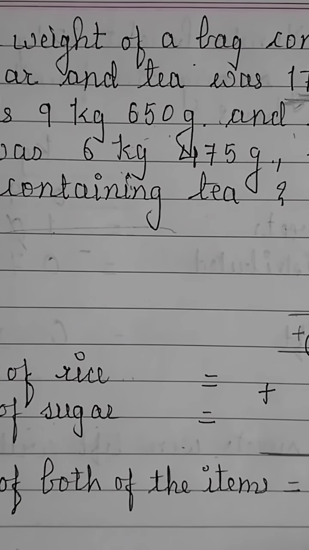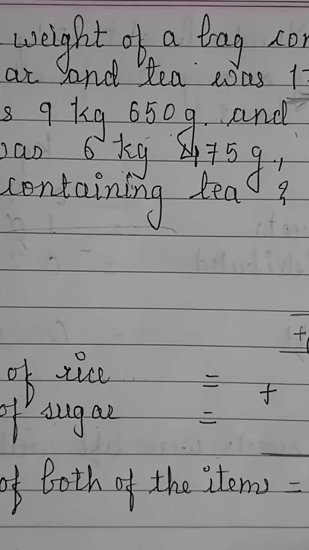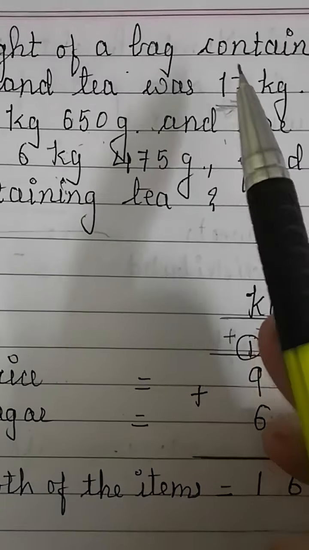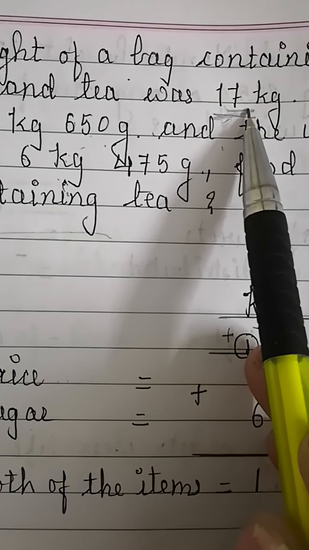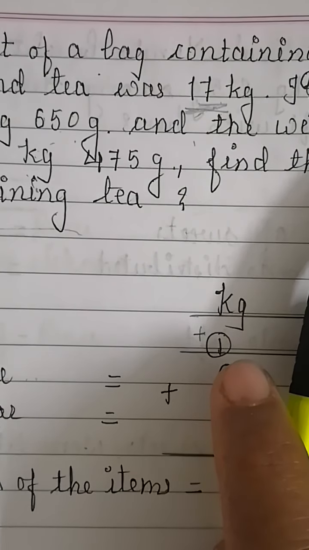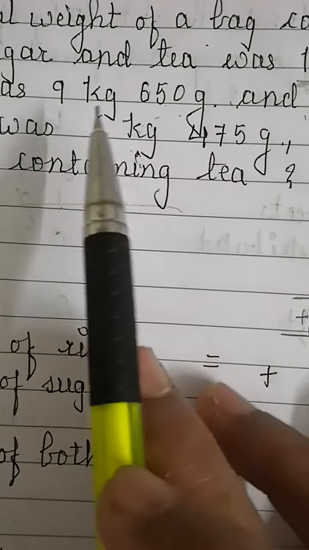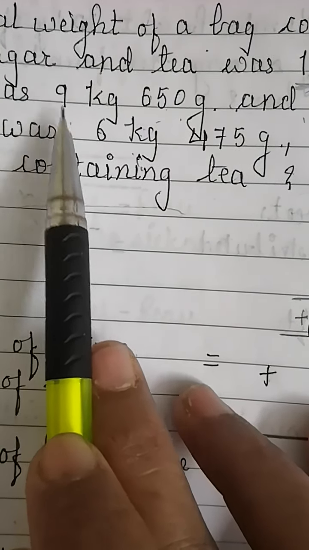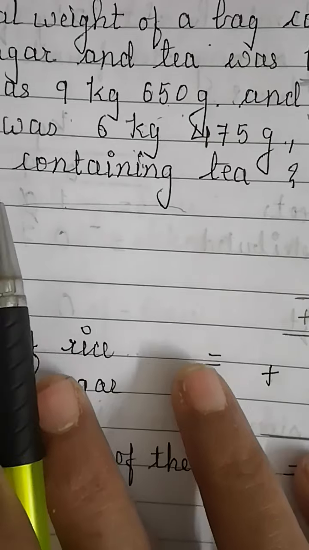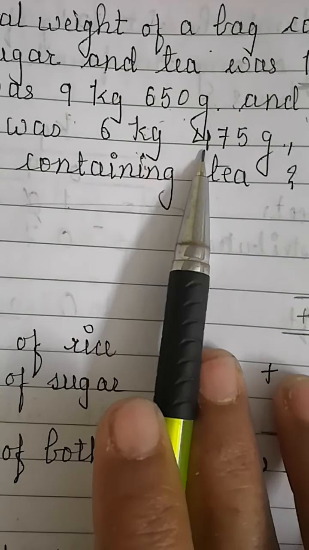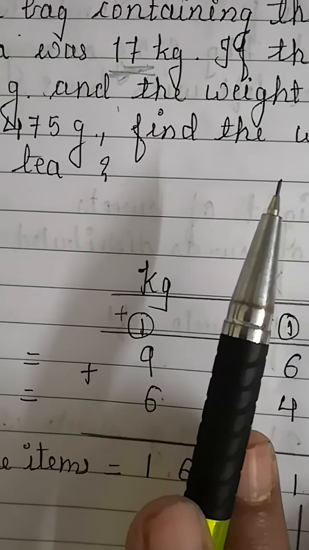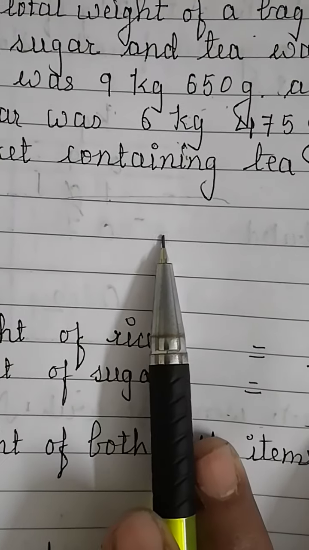Children, we have been given the total weight of a bag which contains various items, and the total weight is 17 kilogram. Okay, the weights of some of the items kept in the bag are also given to us. The packet of rice has the weight 9 kilogram 650 gram, and the weight of the sugar packet is also given, 6 kilogram 475 gram. Now we are asked to find out the weight of the tea packet.